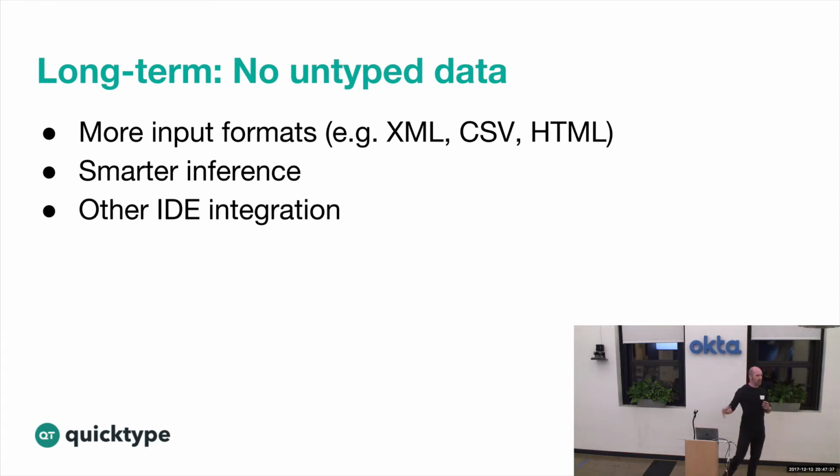We need smarter inference. Right now, some of our rules are very, very simple. For example, the heuristics on when we detect enums and maps are very simplistic, but we can do a lot better. There's a lot of JSON out there where people encode numbers as strings, for example, which is very easy to detect, very easy to fix, but you have to implement it. And we would like to support other IDEs as well. For example, Xcode is kind of on the top of the list.